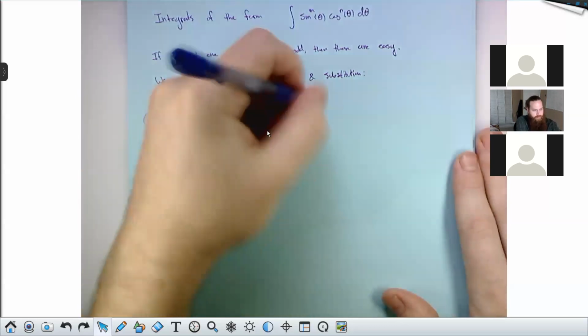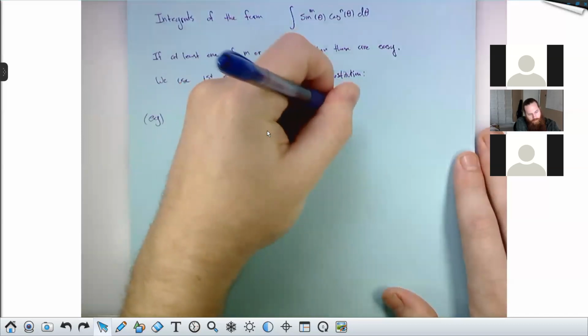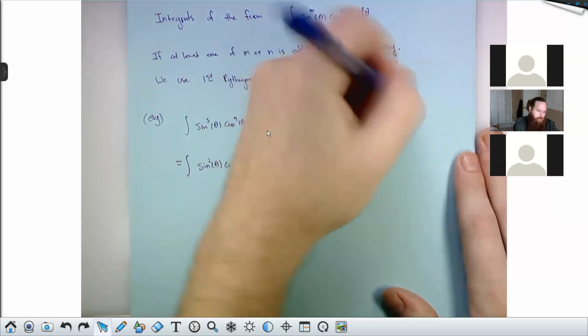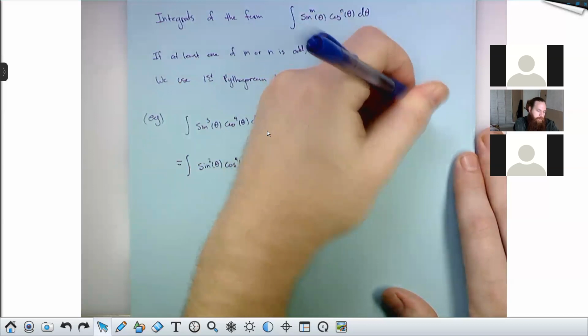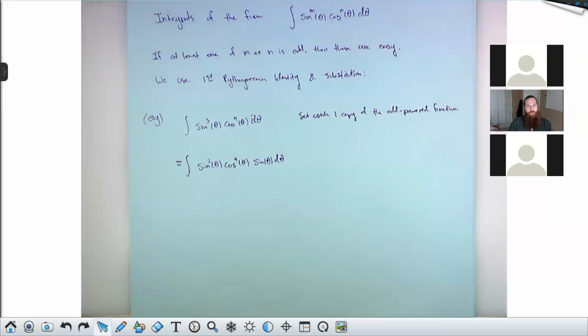So first, set aside one copy of the odd powered function. You set it aside with the differential because you're going to make a substitution. In this case, we're going to substitute for cosine. In general, you'll substitute for whatever the other function is. So if you set aside a copy of sine, you're going to substitute for cosine. You set aside a copy of cosine, you're going to substitute for sine.